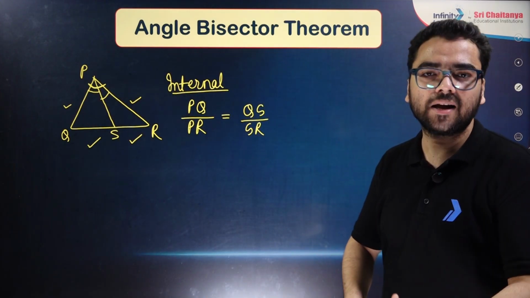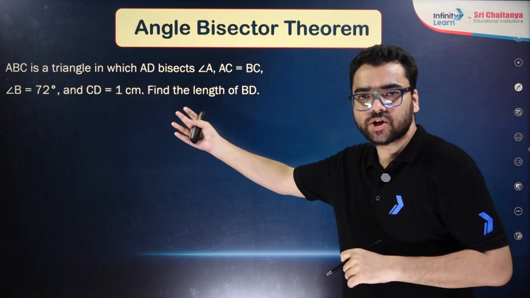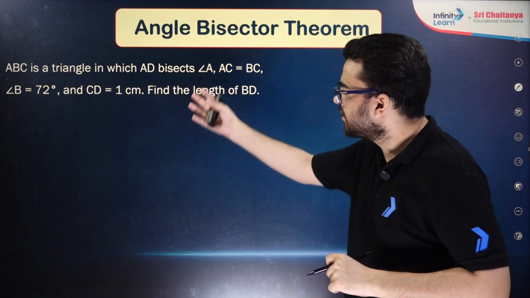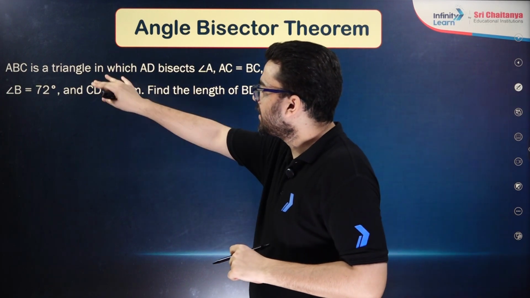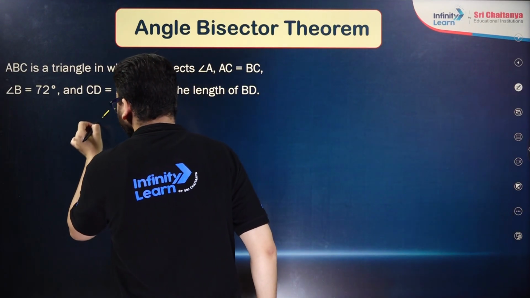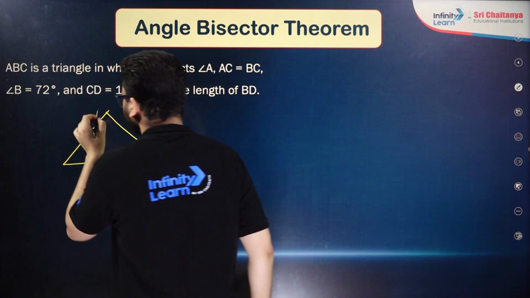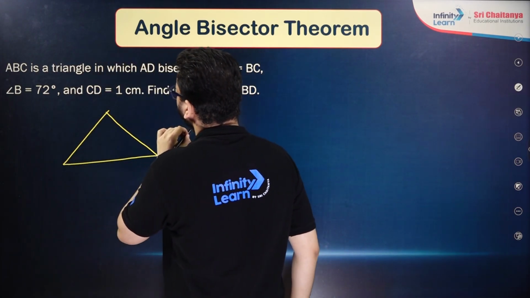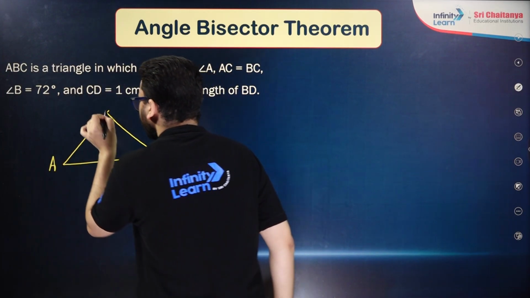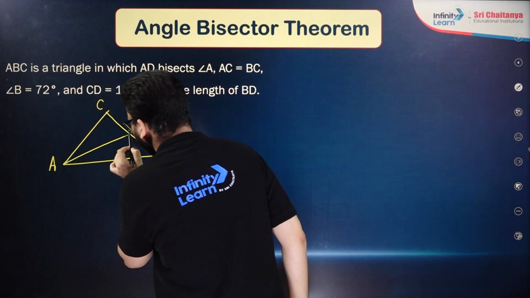There is an external angle bisector theorem as well. We'll do that as well. So first, let's do a direct question on the basis of this internal angle bisector theorem. Let's make the figure as per the question. ABC is a triangle in which AD bisects angle A. So let's make this. AD bisects angle A.